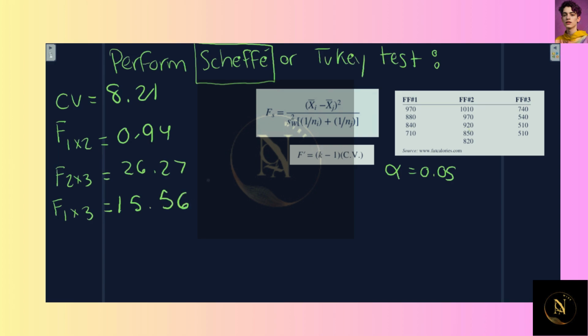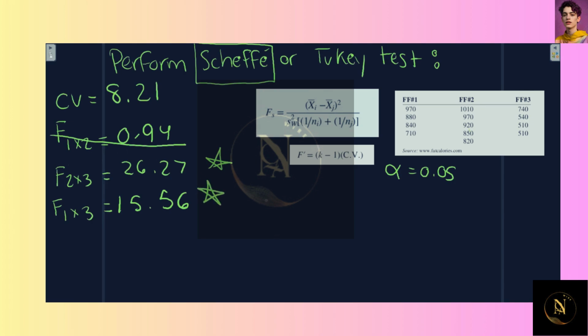Okay, so to decide which of our pairs are significant, we reject our null hypothesis if our test statistic is greater than our critical value. So is 0.94 larger than 8.21? No. Is 26.27 larger than 8.21? Yes. Is 15.56? Yes. Okay, so we have two significant pairs.